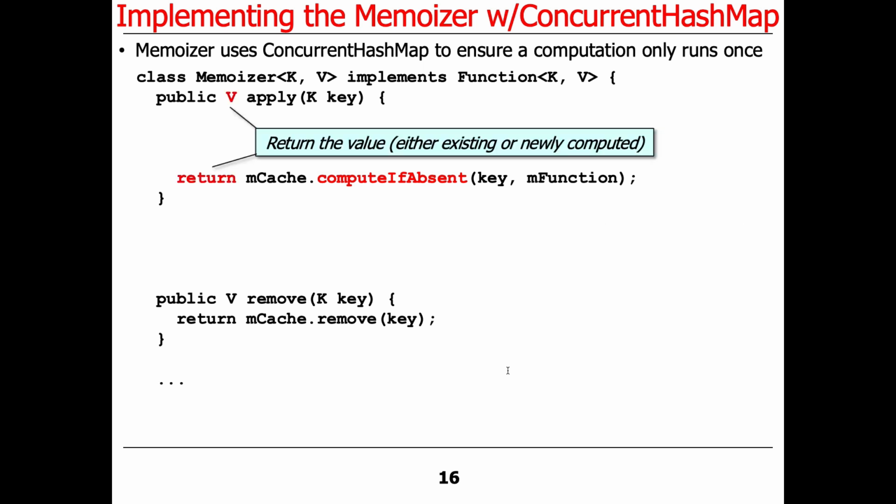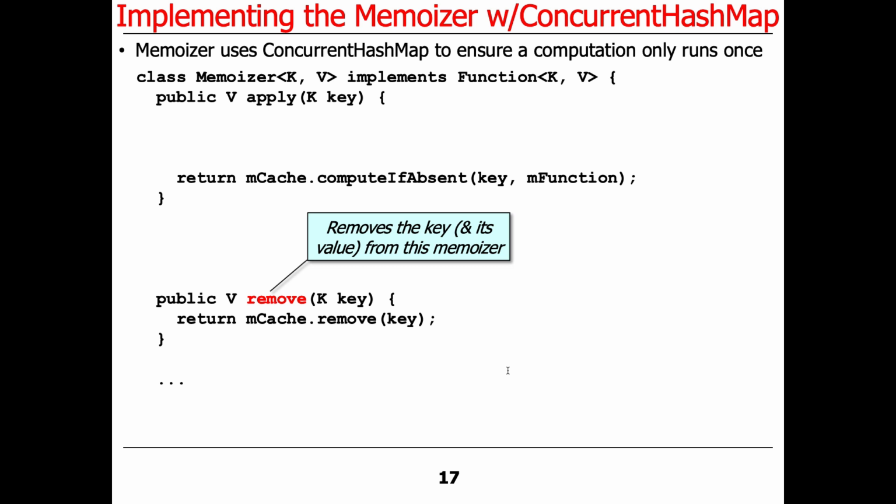So computeIfAbsent will return the value which had either been existing already, if this was not the first time in, or if it was the first time in, we just computed it and updated the map. So it's a really cool semantic, and it's exactly what we need for our memoizing cache, right? Because we want to basically amortize the creation of the first-time value and then reuse that over time.